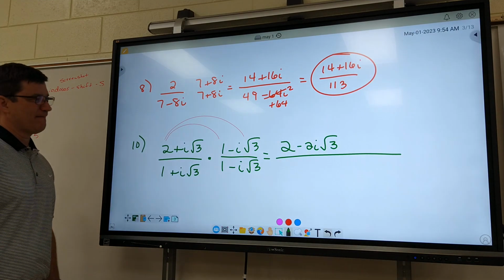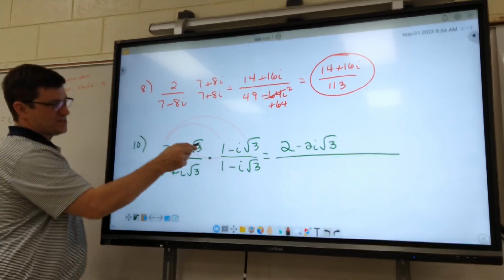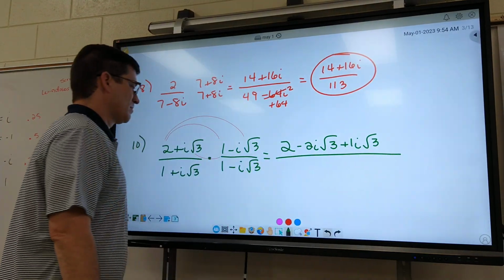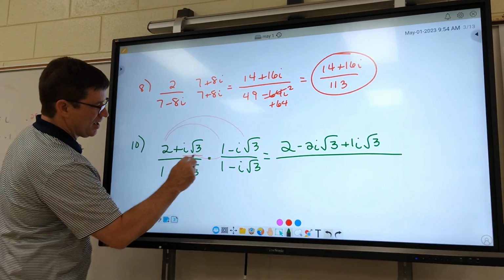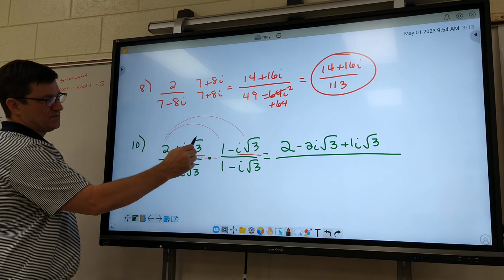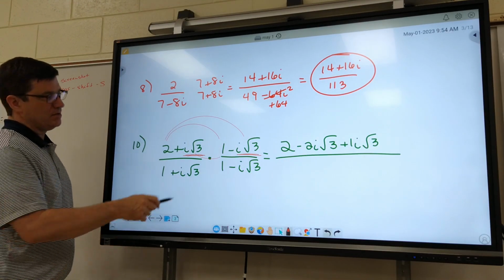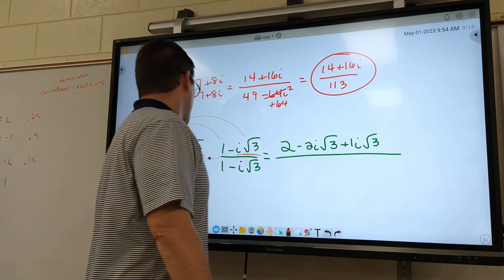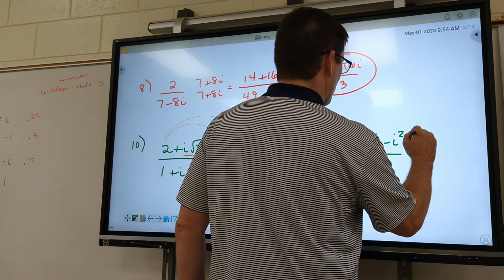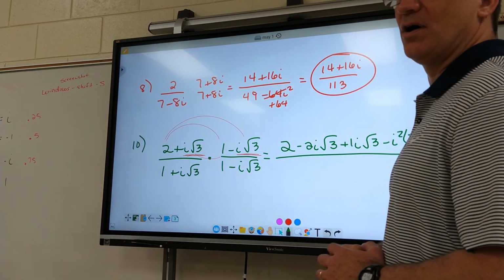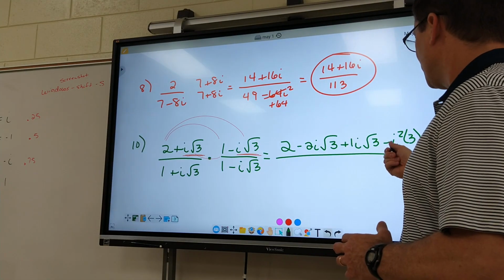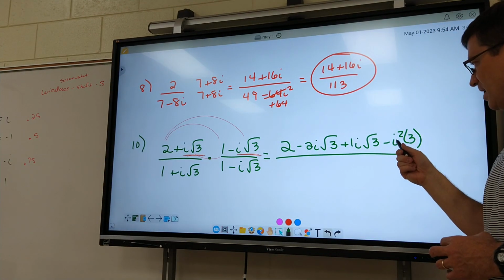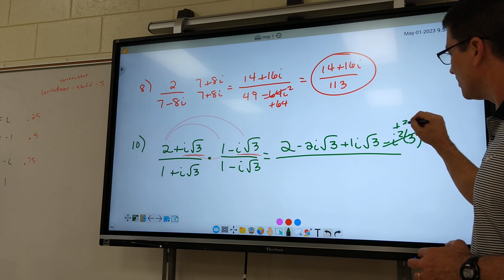All right, what comes next? 1 times i is positive 1i root 3. All right, watch this on the end. I've got i root 3 times negative i root 3, so positive i times negative i is negative i squared. What's root 3 times root 3? Root 9, which is just 3. So I've got negative i squared and a 3. And all that cleans up and becomes what? Well, look, i squared is negative 1. So really what you've got is a negative times a negative and a 3. All that becomes a plus 3.